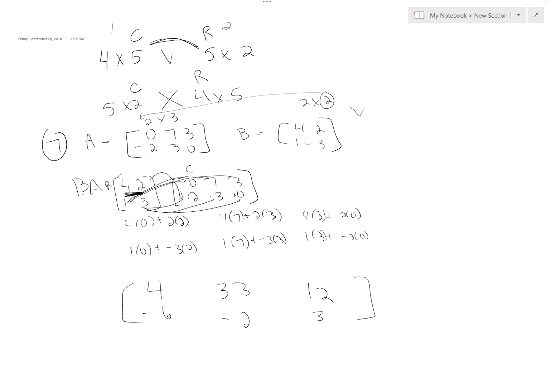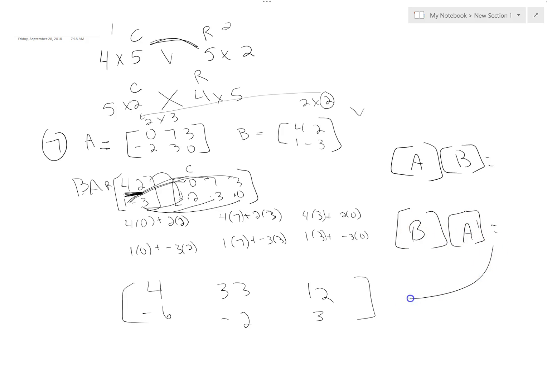Another thing you can do is put matrix A in your calculator and matrix B in your calculator and do A times B and see what you get. In this case, you would do B times A because order matters. So you would do B times A and see if you get this. Your calculator could definitely help you.